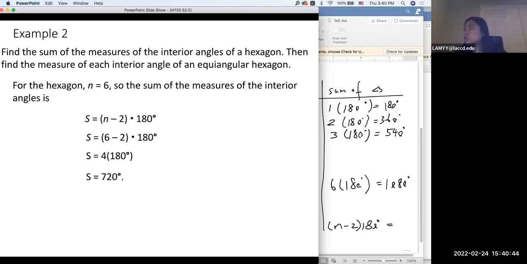Okay, so in these sessions, you have two formulas. One is finding the diagonals. One is finding the sum of the interior angles. Good, okay, right?